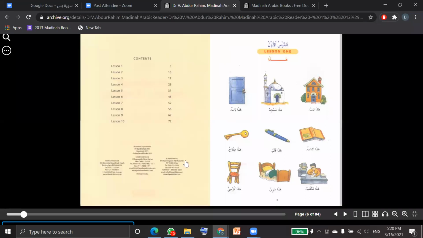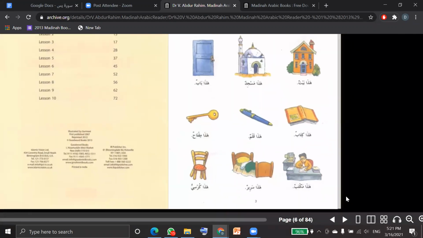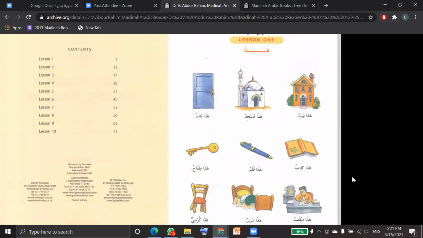Do you have the books open to this page in front of you? Okay. So this first lesson is simple words and simple sentences. We are going to learn in Arabic, inshallah, slowly and gradually.